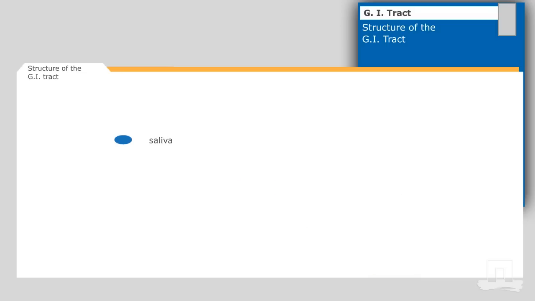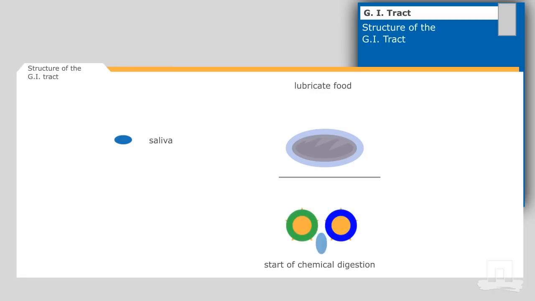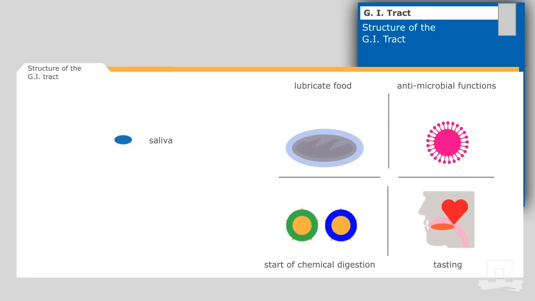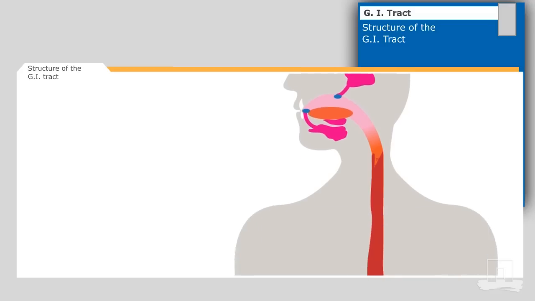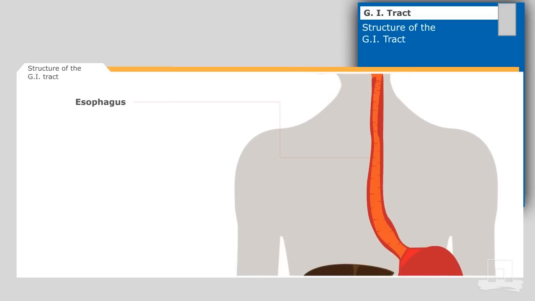Its primary role is to lubricate the food, to allow easy passage through the esophagus. Moreover, saliva initiates the chemical digestion of food. It has antimicrobial functions and is important for tasting. Now, what happens after you swallow? After swallowing, food enters the esophagus.